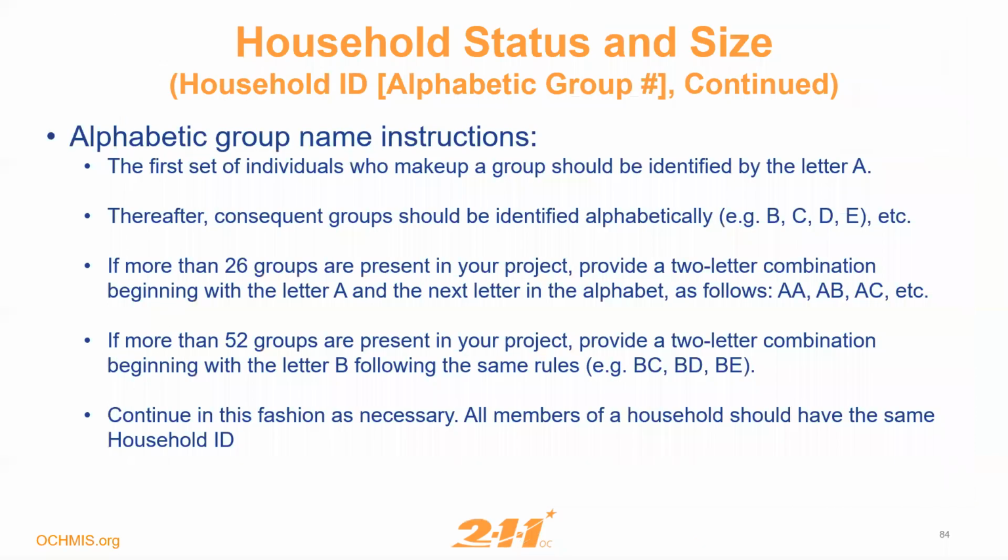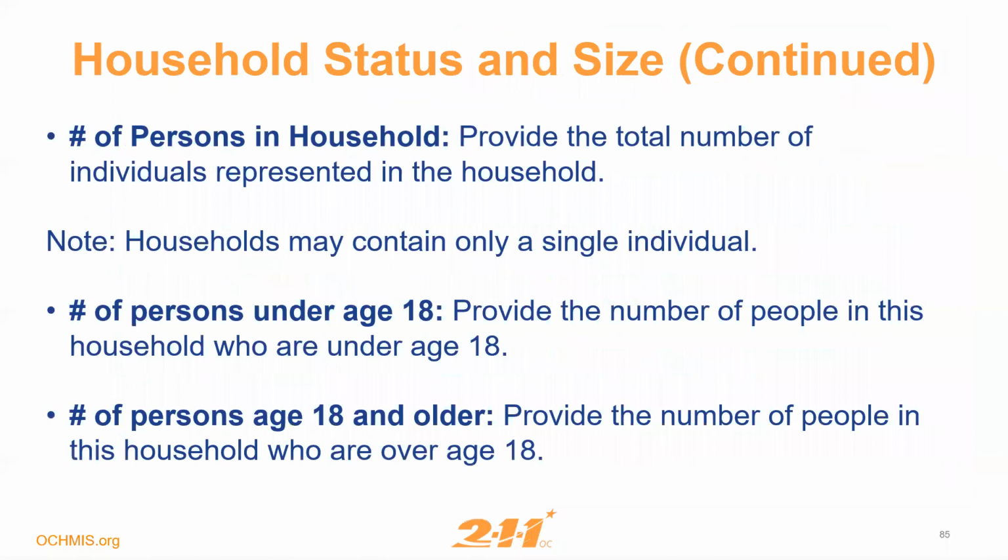So we're going to continue on with information asked of you under the household status and size section of this form. We also want to know the number of persons in the household, so you'll provide the total number of individuals represented in the household, and also just note that households may contain only a single individual. And we want to know the number of persons under age 18 in that household, so provide the number of people in this household who are under age 18, and then also let us know the number of persons in that household who are 18 and older.